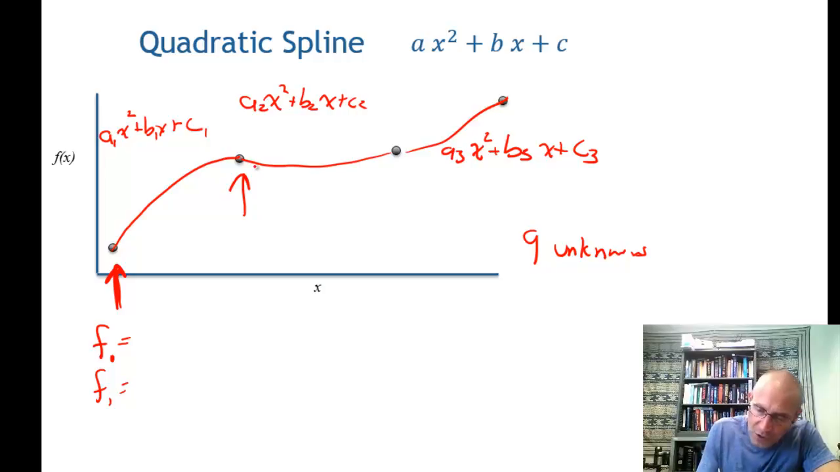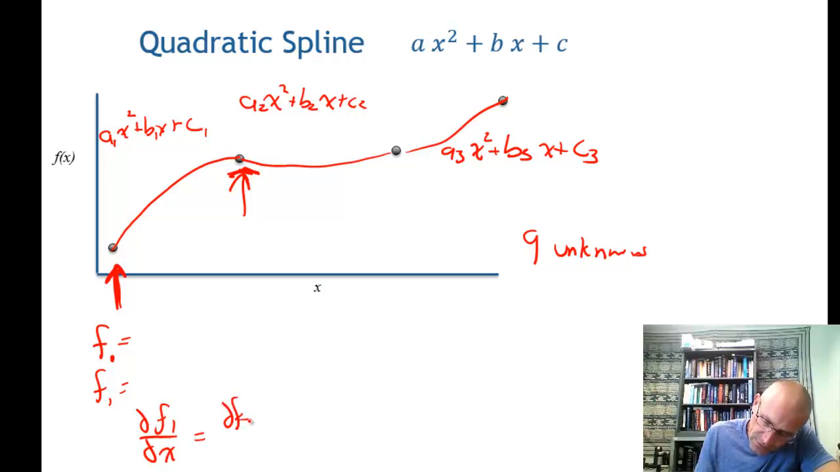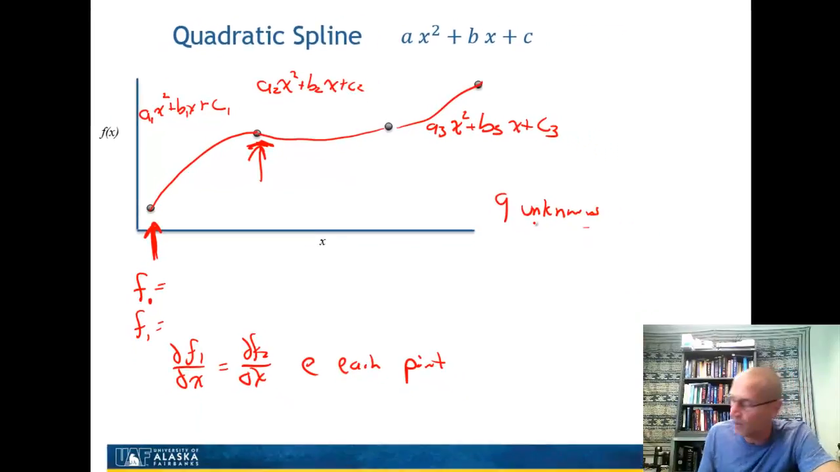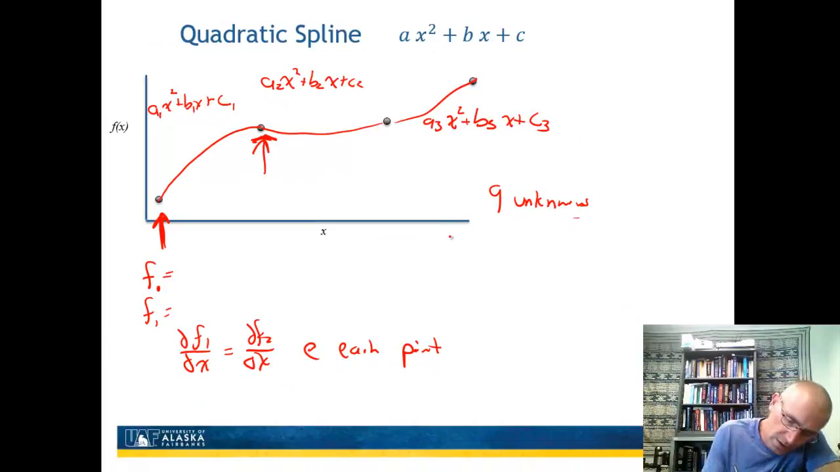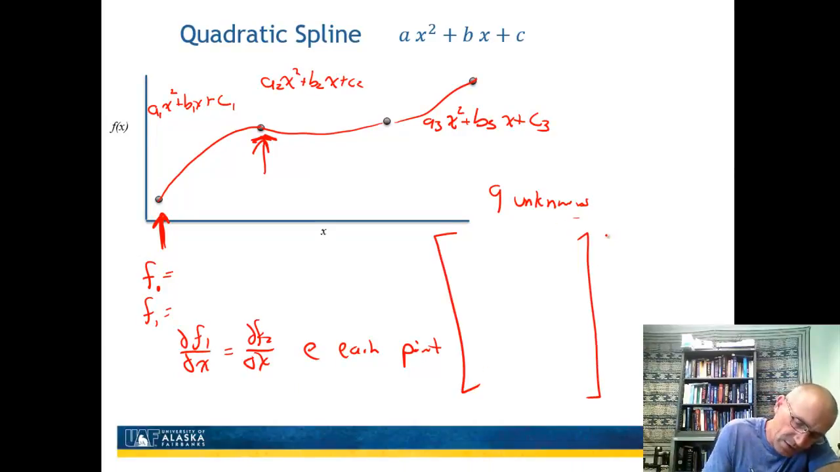And then the other thing we're going to do is say the derivative, okay, at each one of these points is the same. So that would be saying, for example, d f1/dx is equal to d f2/dx at each point. Okay, and that's going to give me enough equations to solve for my 9 unknowns. I have 9 here because I have these 4 points, so I have this big matrix of values. This would be A1, B1, C1, A2, B2, C2, etc.